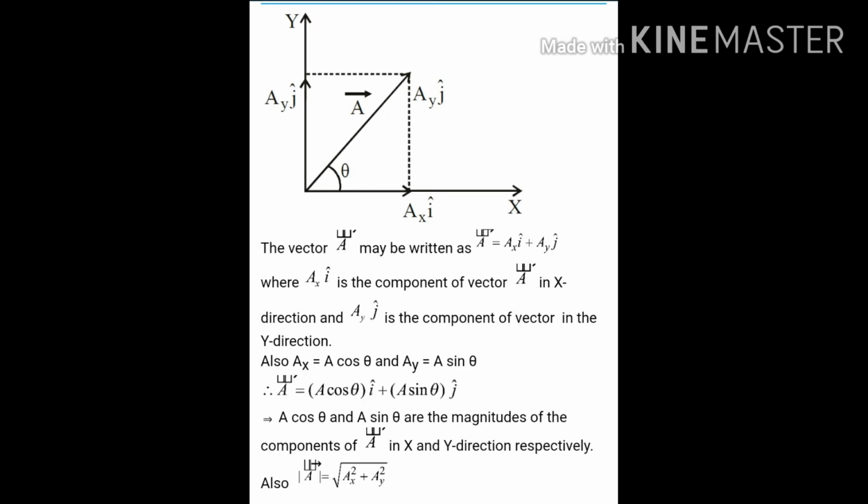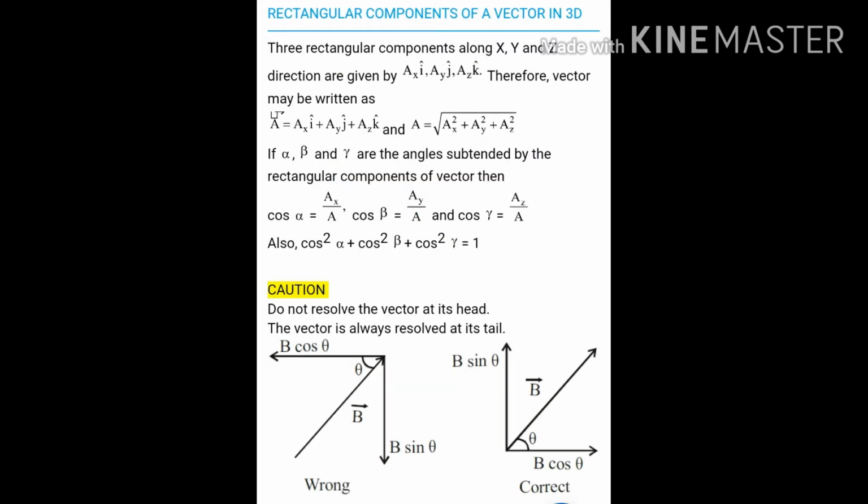So we got a cos theta i cap plus a sin theta j cap, where a cos theta and a sin theta are the magnitudes of the components of A in x and y direction respectively. Also, we can write this in this form. Now move to our next subtopic, which is rectangular components of a vector in 3D.